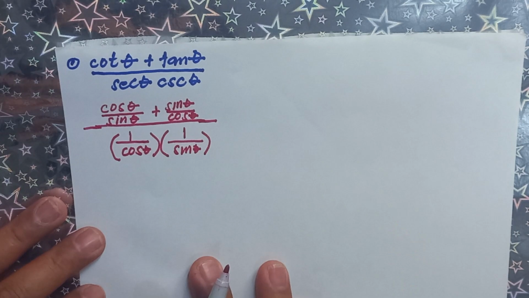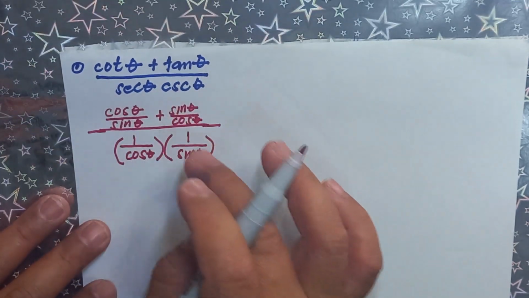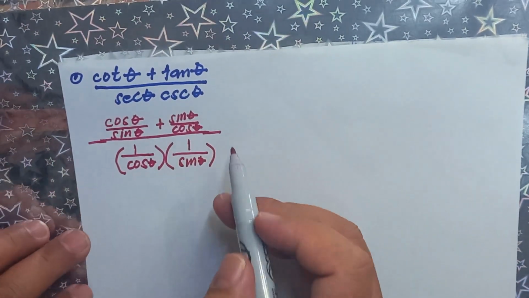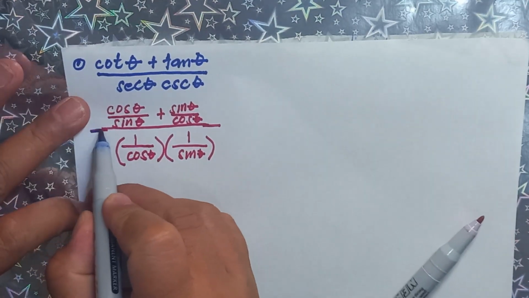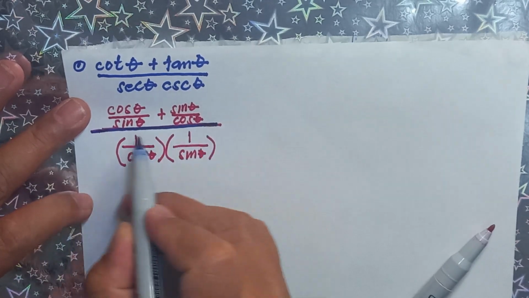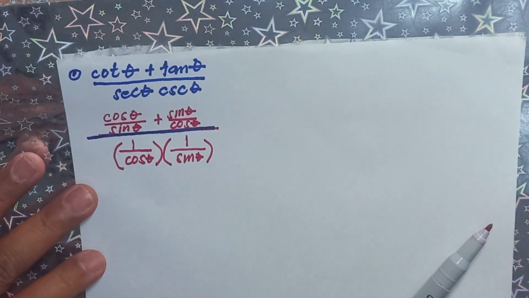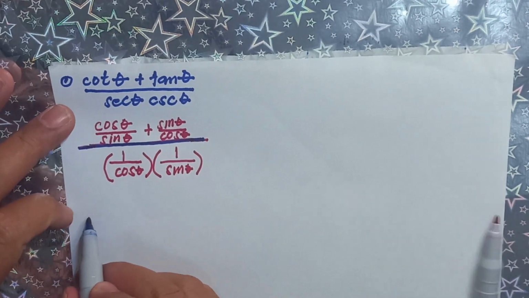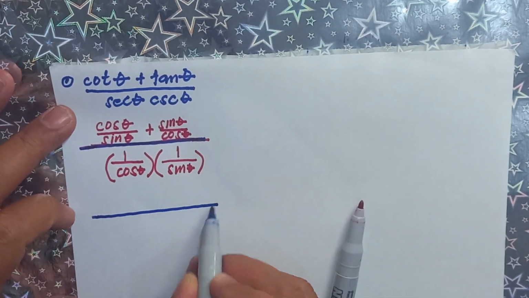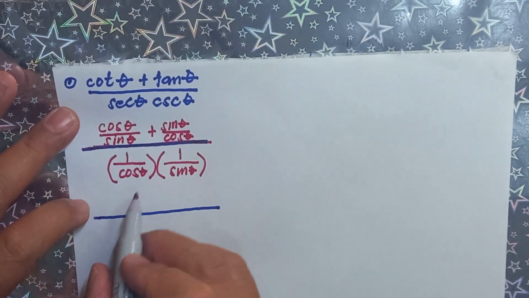Now, what is the next thing that we're going to do? Of course, we add first this one and then we multiply before we are going to do this operation. Okay? Before we're going to divide. We will add first the numerator, and we will multiply, get the product of the denominator. So let's try to have the sum of the numerator. Get the LCD.